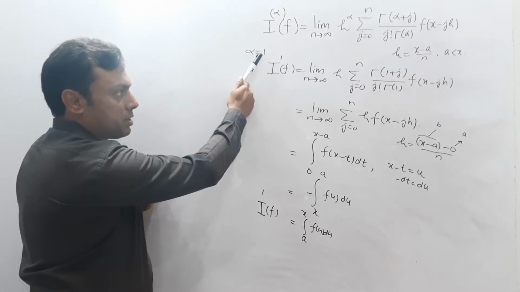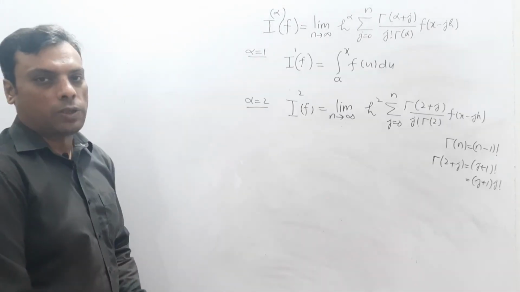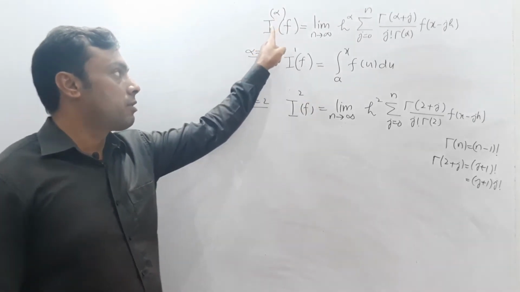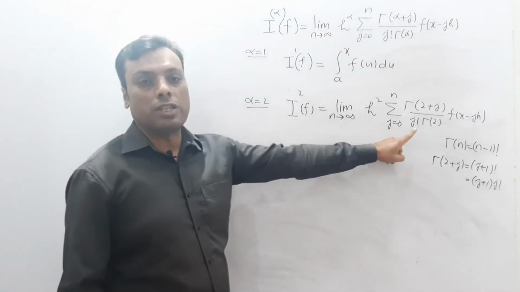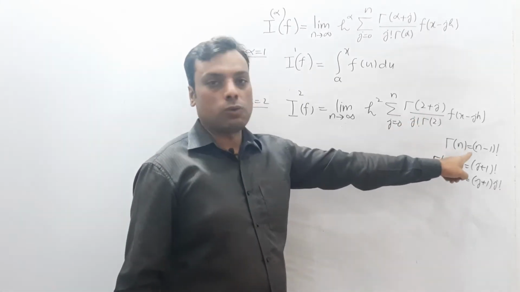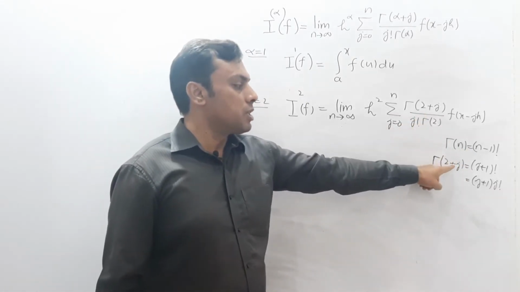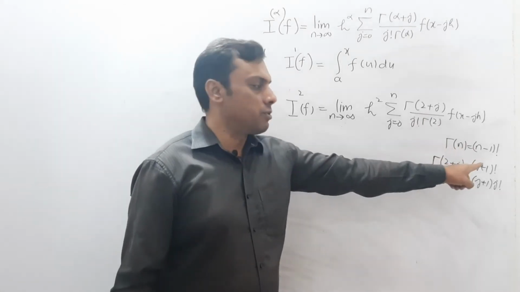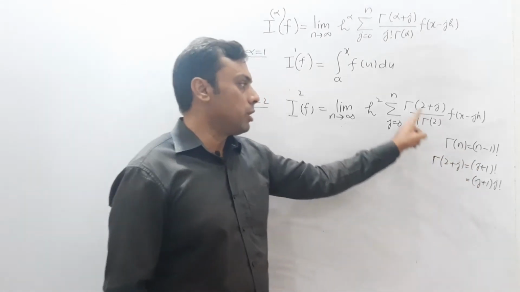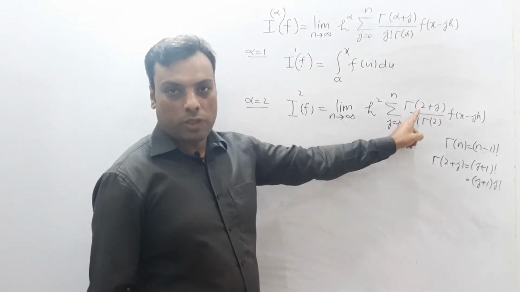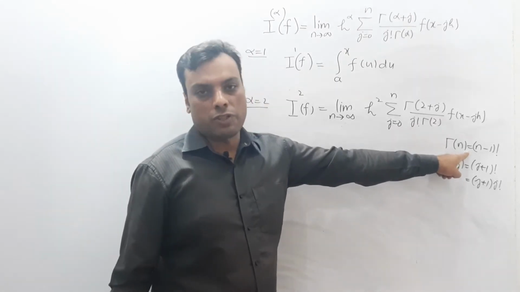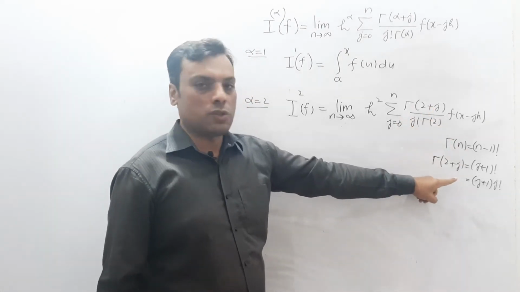Now let us see what happens if we take alpha equal to 2. When alpha is 1, we established this result, and when alpha is 2, we just replace alpha by 2, so we get this result. Here gamma of 2 plus j, we can use again the definition of gamma function, gamma n equals n minus 1 factorial. For 2 plus j, it becomes j plus 1 factorial, which is j plus 1 into j factorial. The j factorial cancels out, and gamma of 2 is 1 factorial, which is 1. So this factor is just j plus 1.